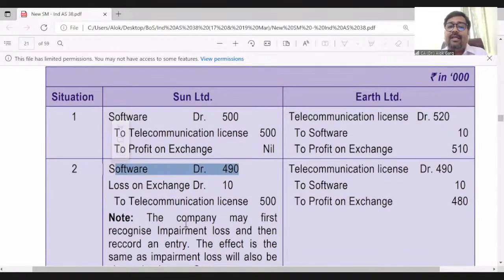And you have to credit telecom license. What is the carrying value of telecom license? 5 lakh. So in this case, you will have a loss on exchange of 10,000, right? For 10,000. Is it clear? Is it clear? Or should I again repeat this example?